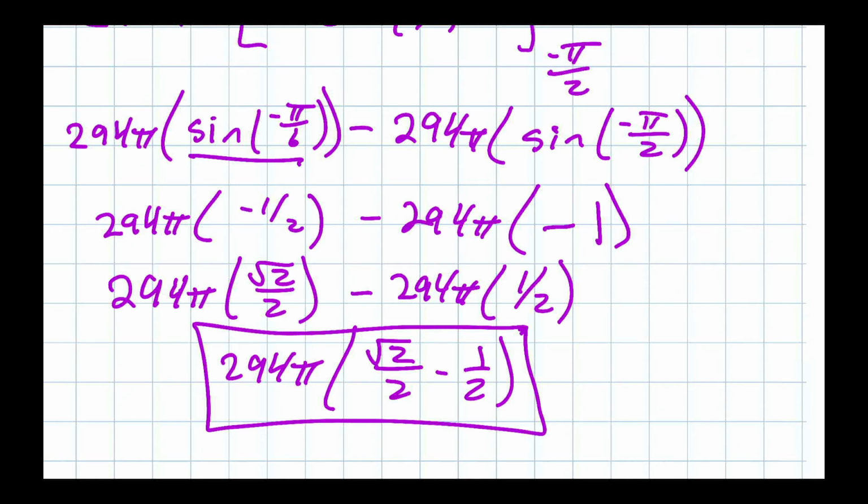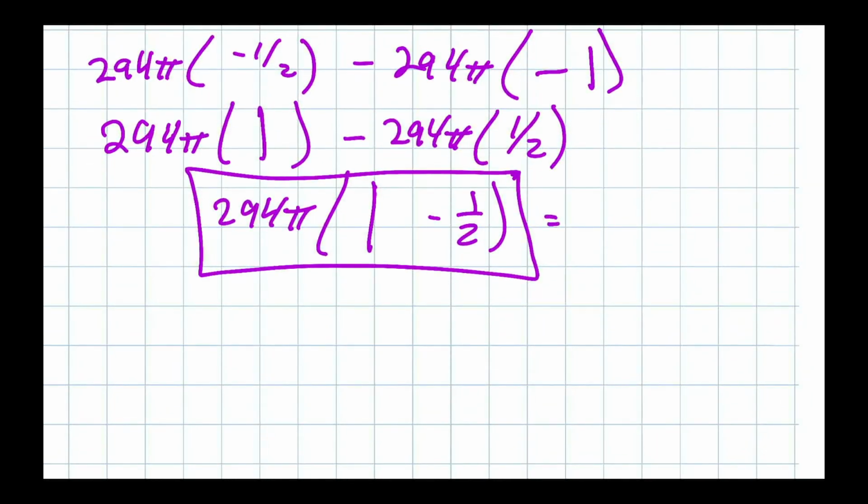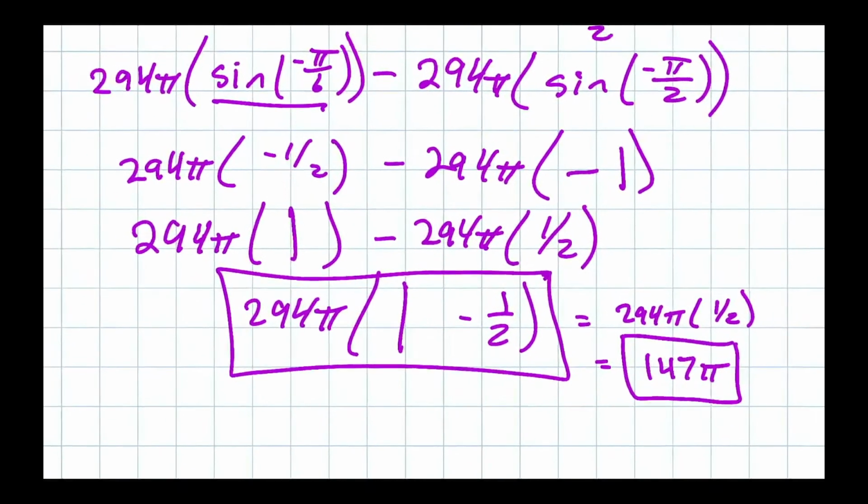So then we're here. This one's wrong. That was just positive 1. And then this is just 1 minus 1/2. So that's just 294 times pi times a half. And then you do 294 times a half, and you get 147 pi. Okay, yeah. Helps if you can do basic trigonometry, which apparently I cannot.